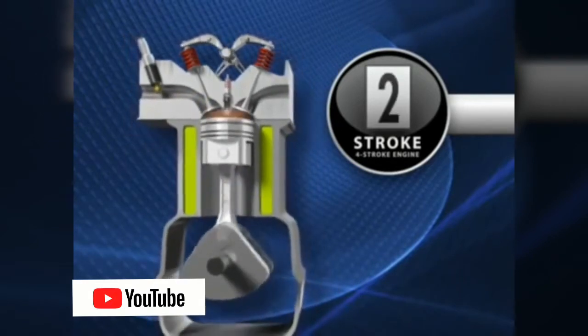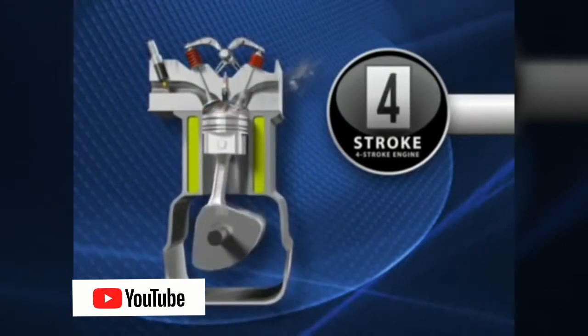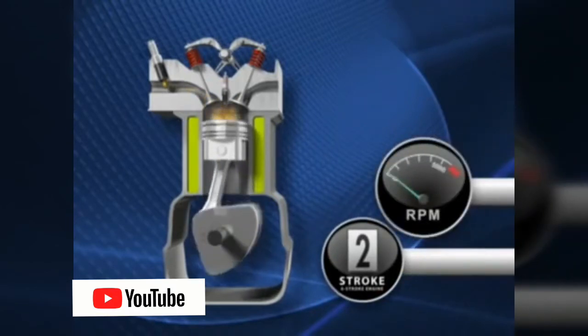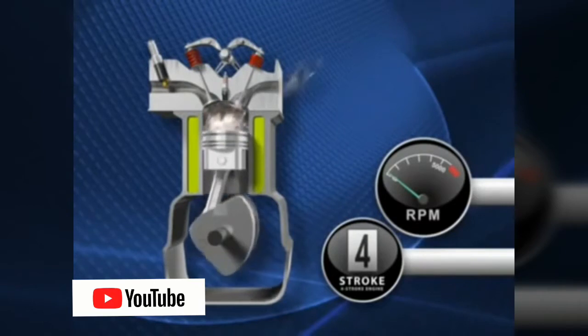It takes one up and down motion or 2 strokes of the piston to create 1 revolution of the crankshaft. RPMs, or revolutions per minute, is how many times the crankshaft rotates within that minute.